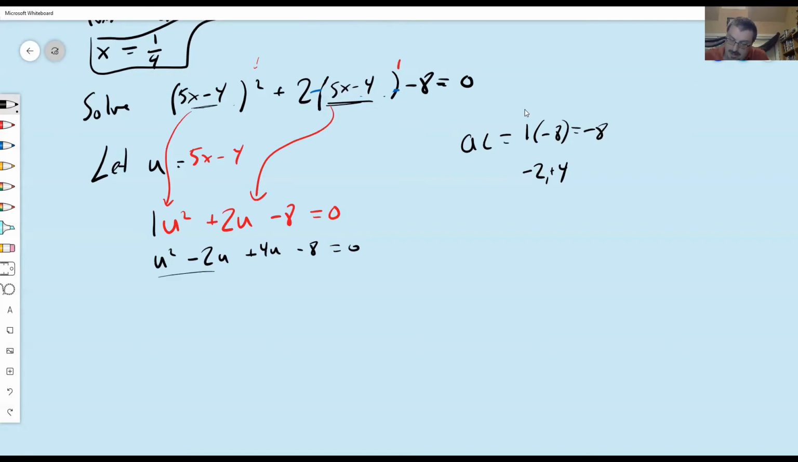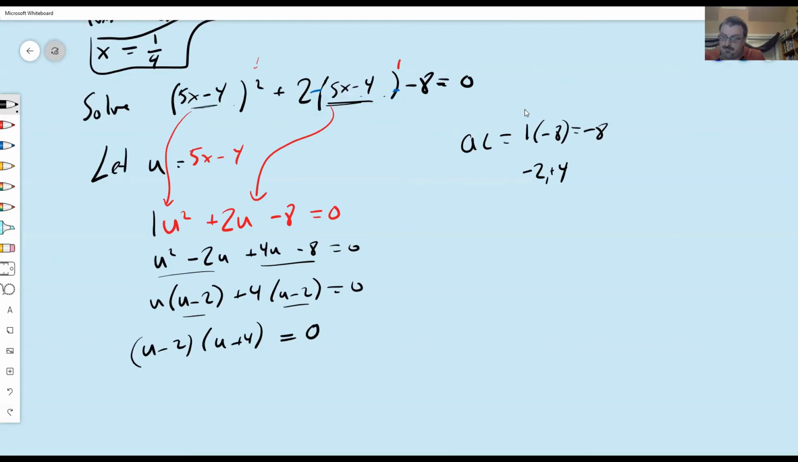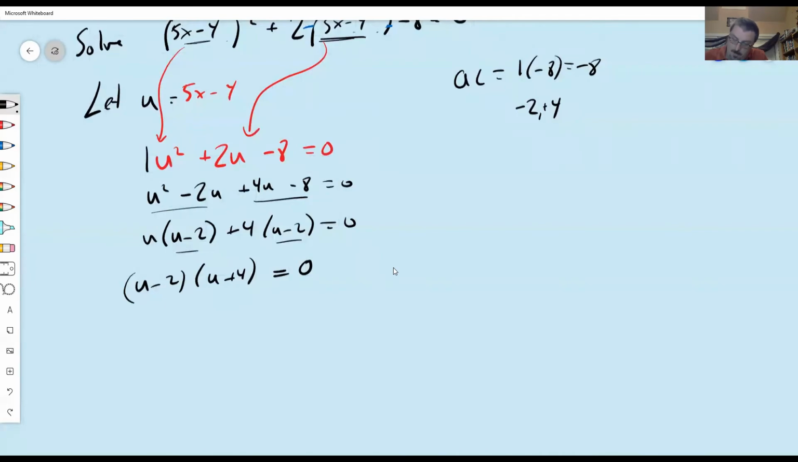Factoring by grouping, these two here give me a u. These two here give me a plus 4. These two are common factors again. So u minus 2 times u plus 4 equals 0. What do we get? u minus 2 is 0, or u plus 4 equals 0. u is 2, or u is minus 4.